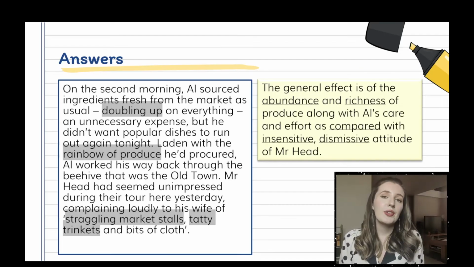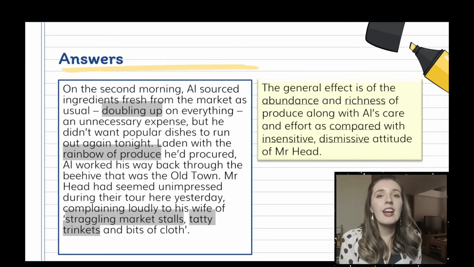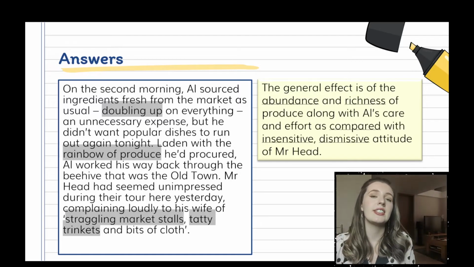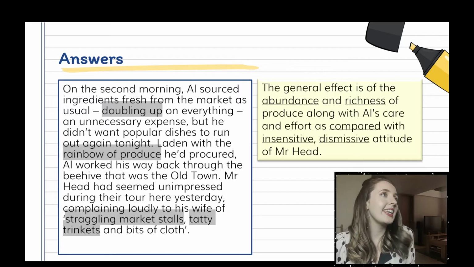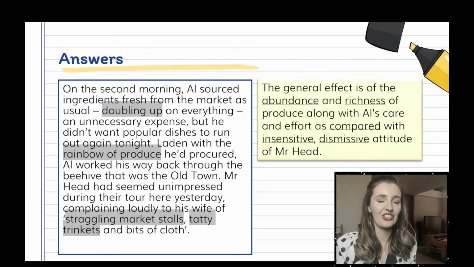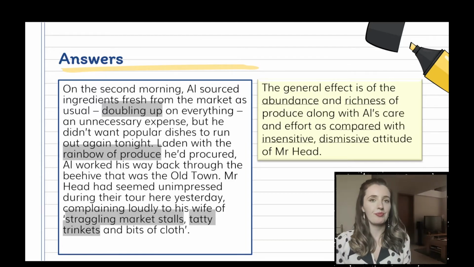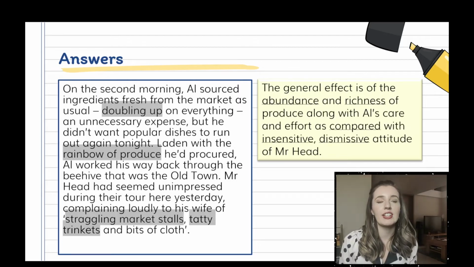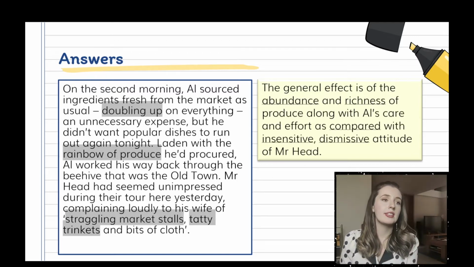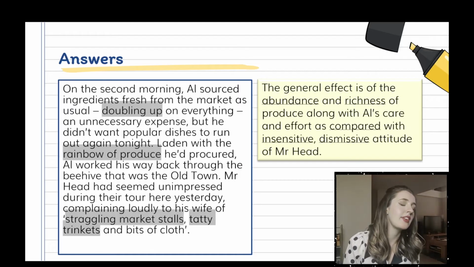So now I'm going to give you a suggestion of what I would say. That doesn't necessarily mean that it's the right thing. There are definitely different bits of analysis that you could say, but I think it has to be in the same ballpark, right? If you're saying something wildly different, then probably you've not got the mark or you've missed the point of the paragraph. So CIE say that the general effect of this paragraph is to show the abundance and richness of produce, along with Al's care and effort compared to Mr. Head's insensitive and dismissive attitude.